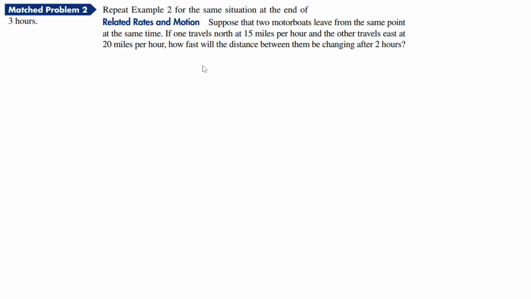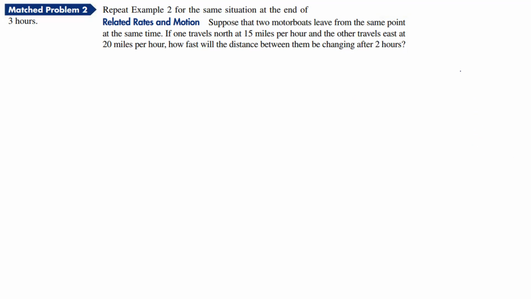3 hours. So it says, suppose that two motorboats leave from the same point at the same time. One travels north at 15 miles per hour, the other travels east at 20 miles per hour. How fast will the distance between them be changing after 2 hours? All right, so let's draw a picture because that's the first thing we're supposed to do.